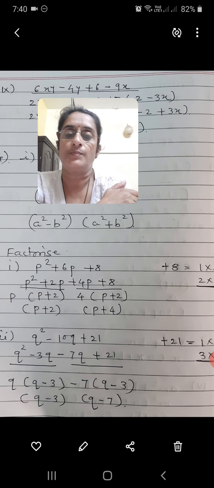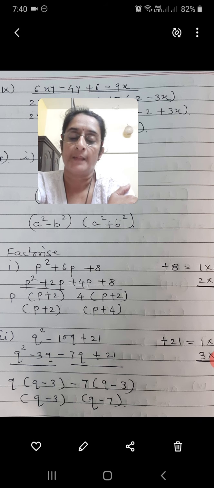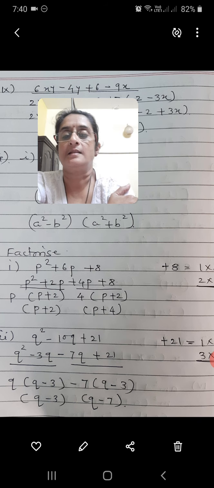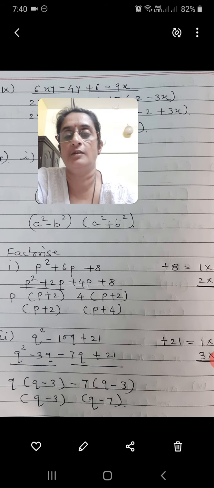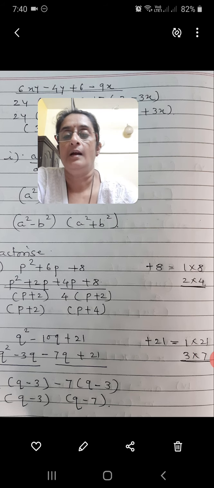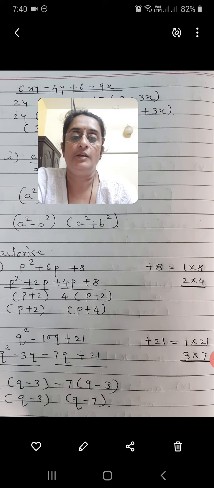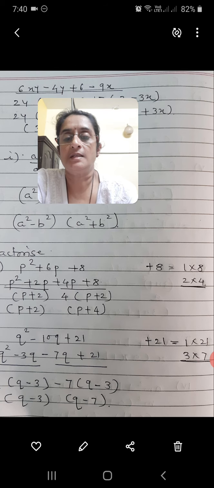So we are going to use split the middle term. Now what is the middle term here? 6p. Now we have to split 6p in such a way that the multiplication should be 8. Why? Now see the last term. Here we are going to do it step by step. Take the last number, that is 8. That is a constant. So here I have done, what are the factors of 8? Either 1 into 8 is 8 or 2 into 4 is 8. Now we have to choose one set of the factors which gives you 6p, now 6 as the answer.